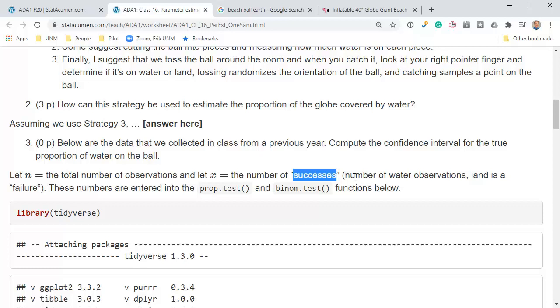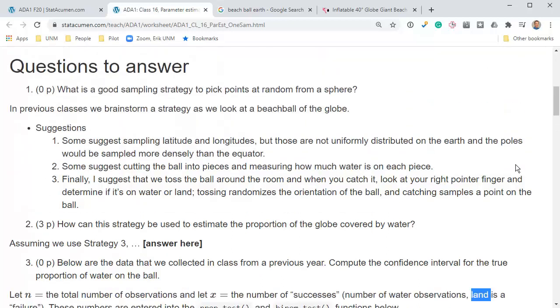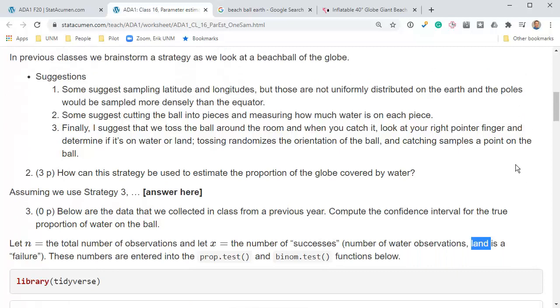So we have successes, which is the number of water observations. Land here is considered failure, right? In a test for proportion, which is what we're doing here, we're estimating the proportion of water. We have a set of Bernoulli trials. A Bernoulli trial is a trial that ends with only a success or failure. And then we estimate the proportion of successes.